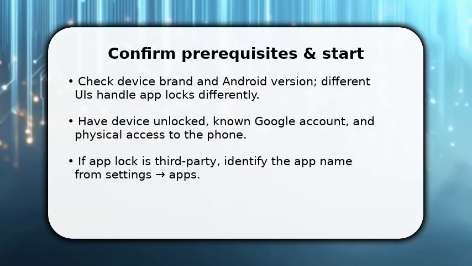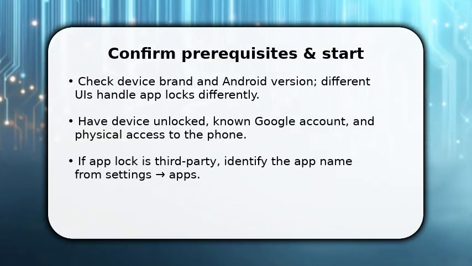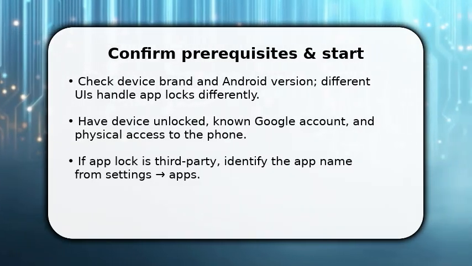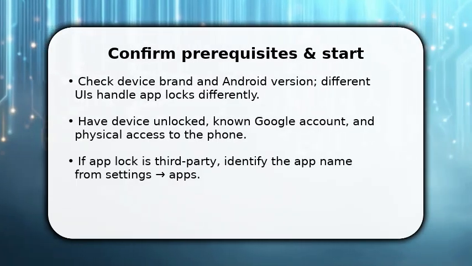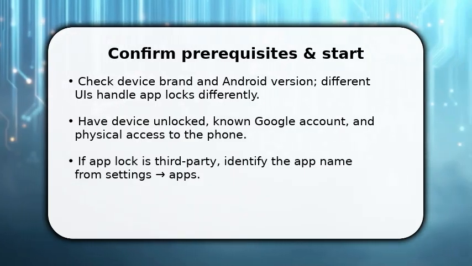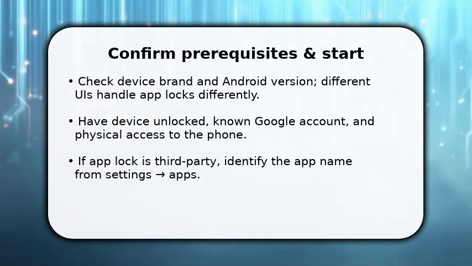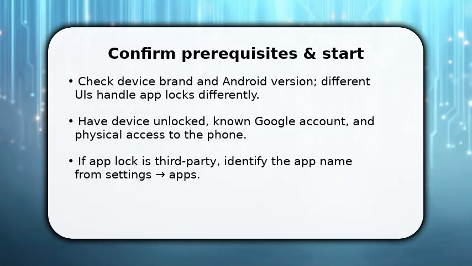You start by confirming essentials. Identify whether the lock is system level or a third-party app, and note your Android version because the path differs. Once done, open Settings and go straight to Apps or Security. This avoids guessing. Make sure you're using a device you own and you know the linked Google account. That account can help reset or uninstall in later steps.